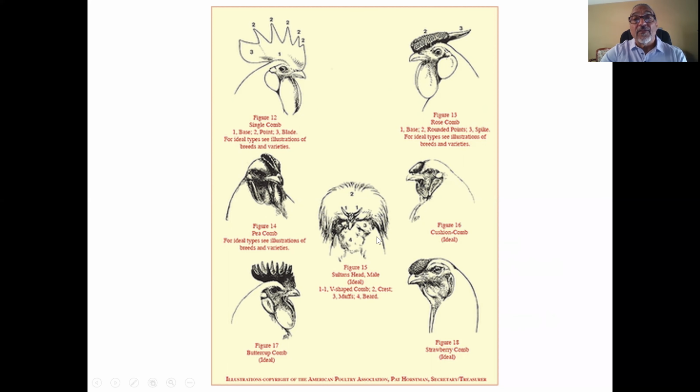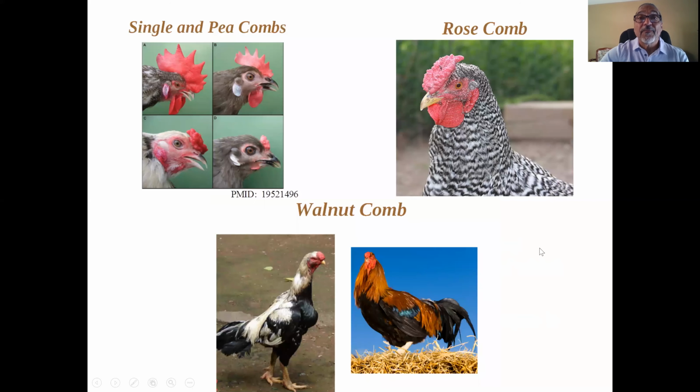Then there is this, really an interesting one, a sultan head. It has a tiny little comb and has this fountain of feathers coming off the top of its head. They're really quite beautiful. There's the buttercup, and then the strawberry comb. So we have these very, very different comb types, and in every case, we have multiple genes that influence the type of combs that a chicken has.